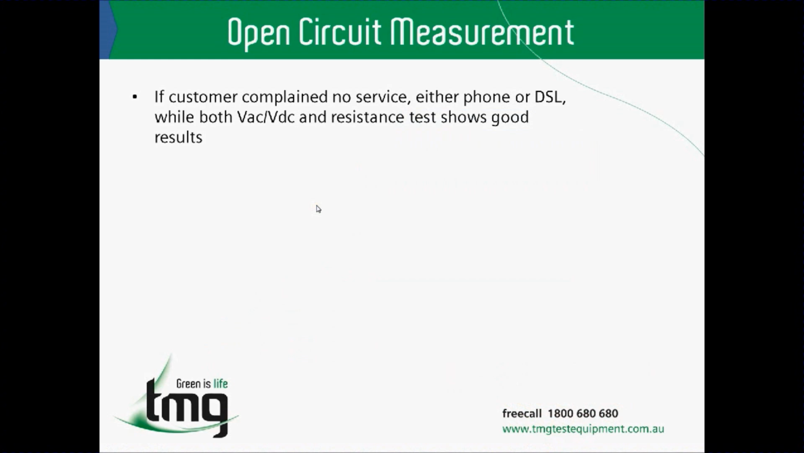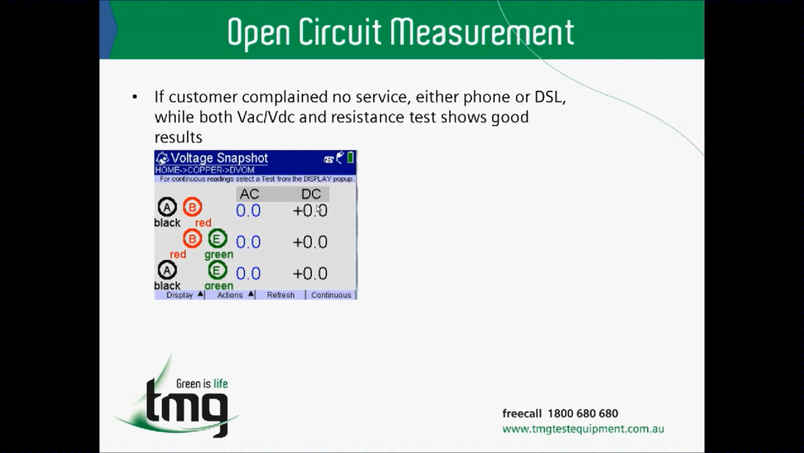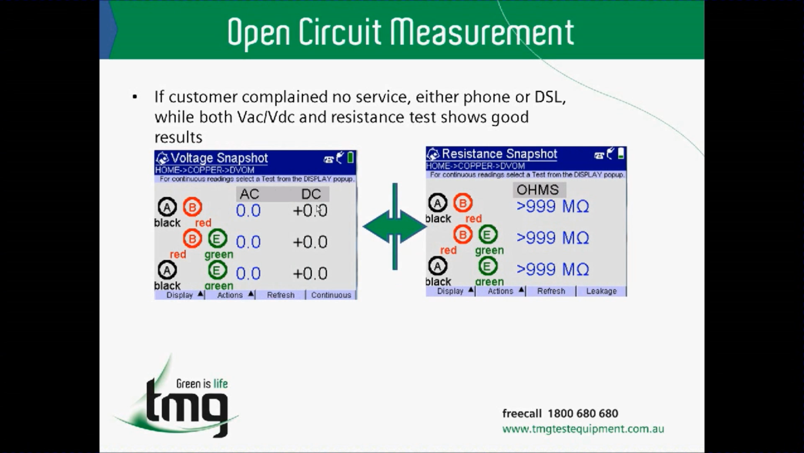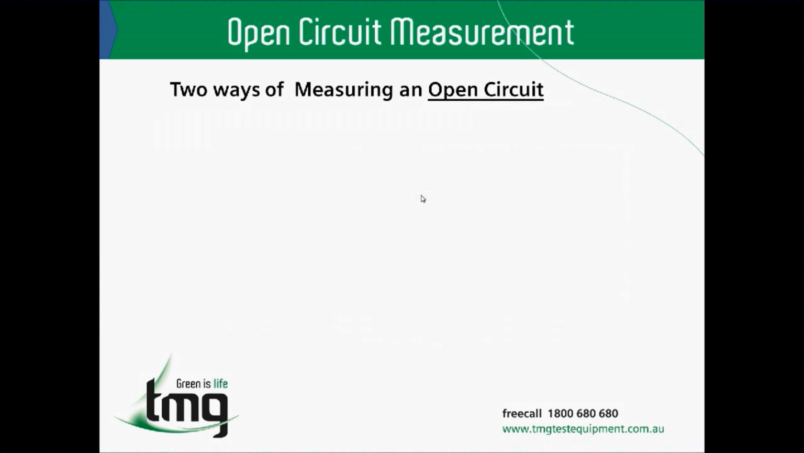Sometimes customers complain that there is no service, either phone or DSL, while both the AC voltage and DC voltage and resistance tests show good results. So here is the following situation. This would definitely mean an open circuit. So somewhere along the way, something happened to the line and we are experiencing an open.